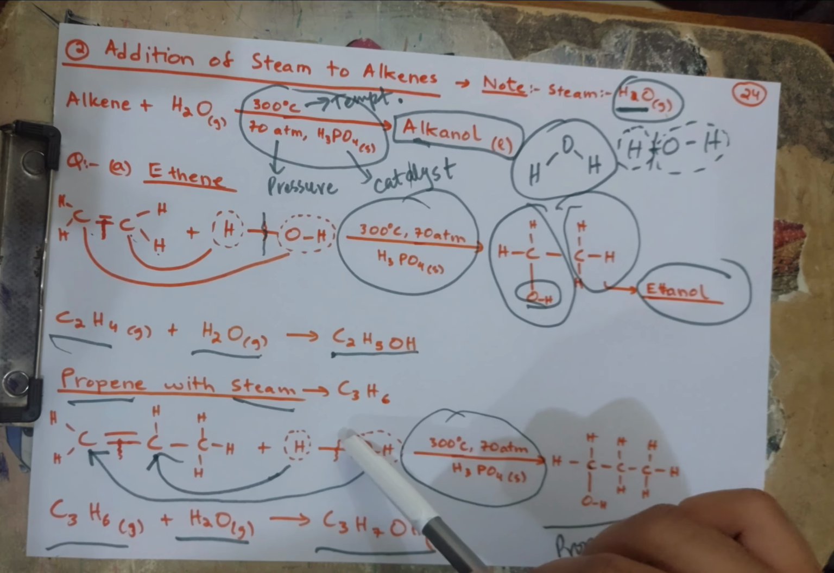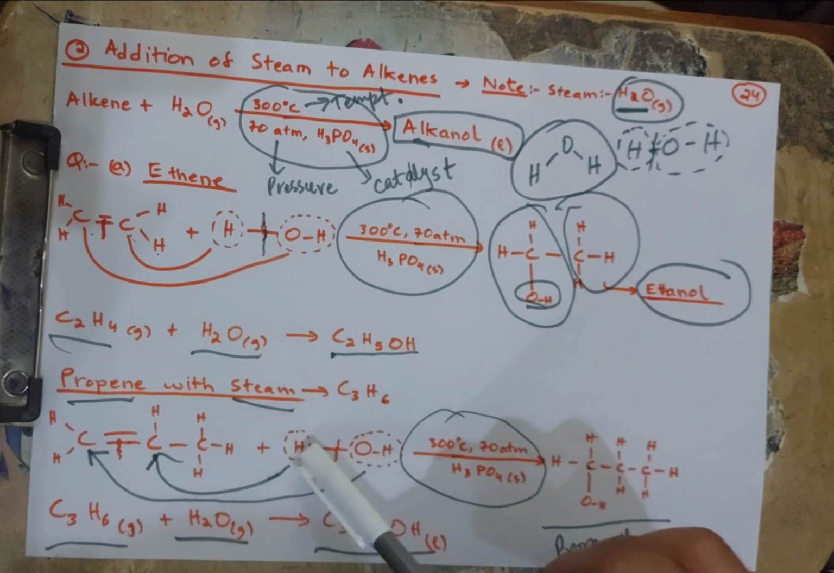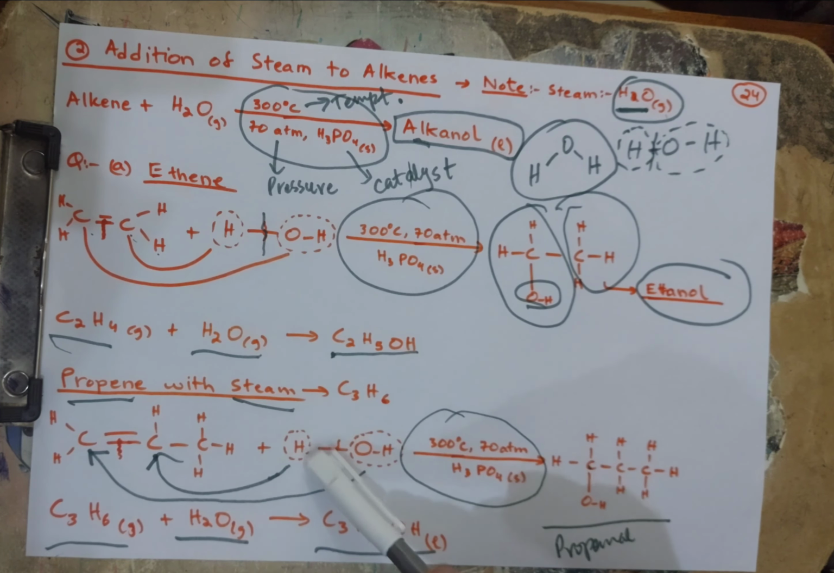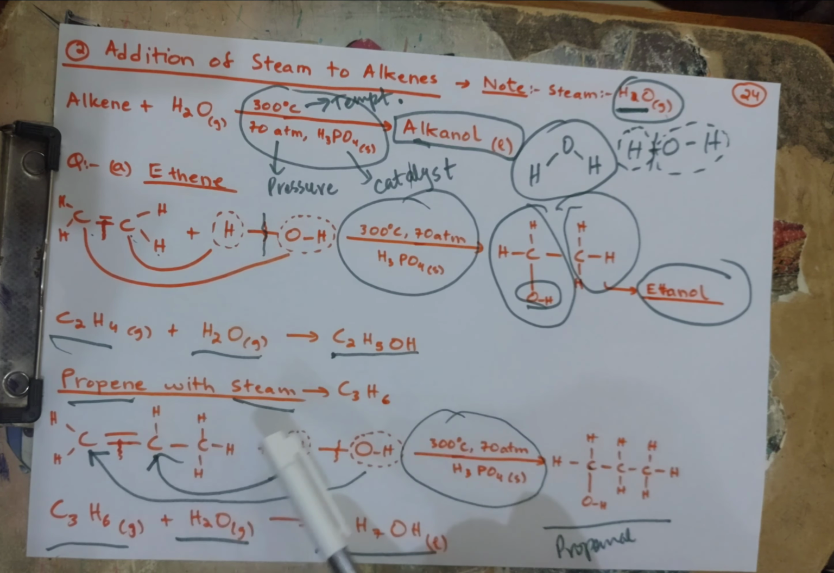So these are actually addition reactions. As water is being added, in the previous case hydrogen was being added, H was added to this carbon and H was added to this carbon, and in this case steam is being added. H is added to one carbon, the OH is added to the other carbon. So these are called addition reactions.